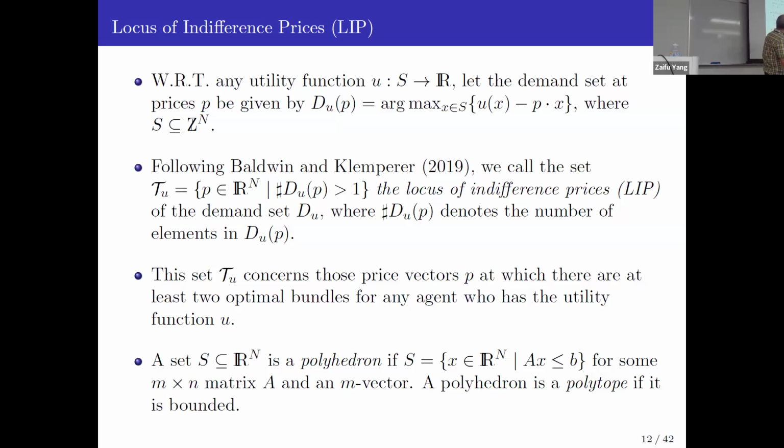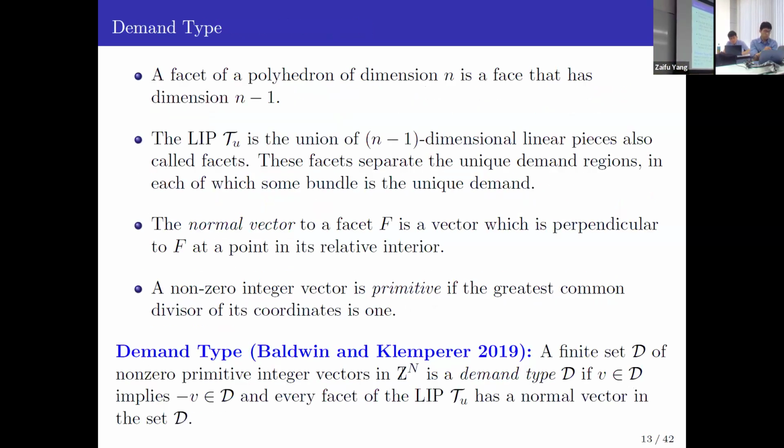Okay, then we need to introduce just one mathematical concept. A set is polyhedral if it's the set of points which satisfy a system of linear inequalities. If this set is bounded, then we call it a polytope. In the paper they also use the concept of a facet. A facet of a polyhedron of dimension n is a face which has one dimension lower than the polyhedron.